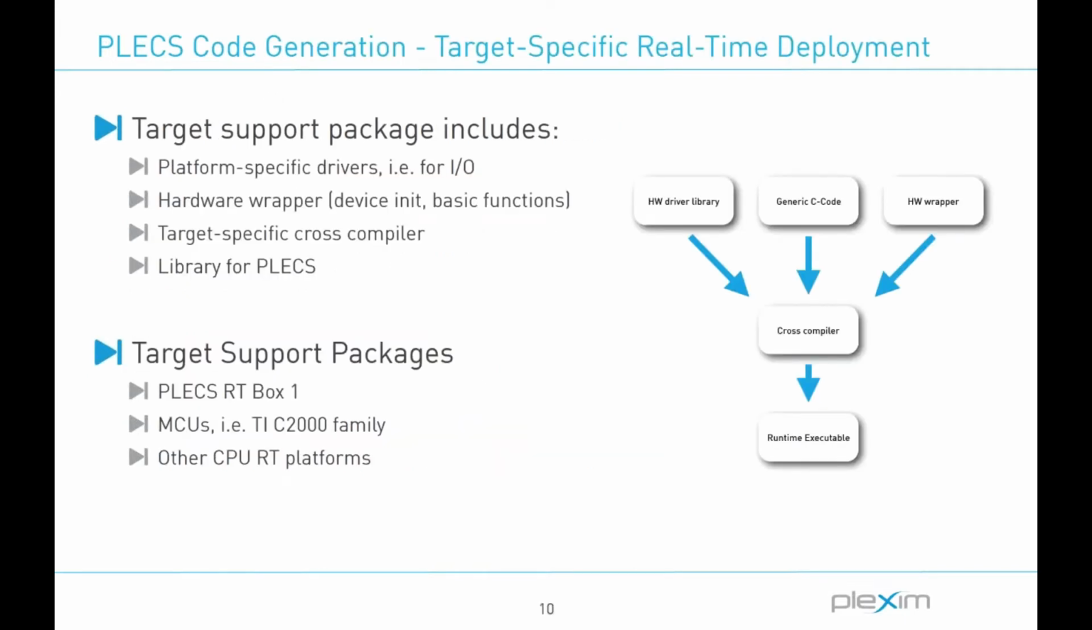The approach that we've taken to generating code really allows us flexibility and it facilitates adding additional targets. So what we've done is we've most recently added a target support package for the Texas Instruments C2000 families, where we can take generic C code, add a wrapper layer that references underlying hardware drivers, and then create a component in PLECS with rules on how to generate the code.